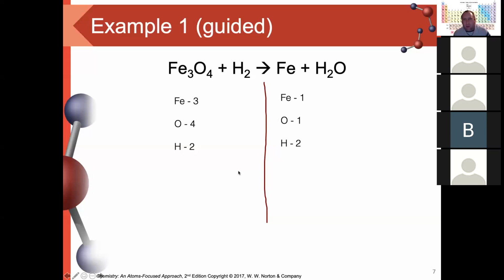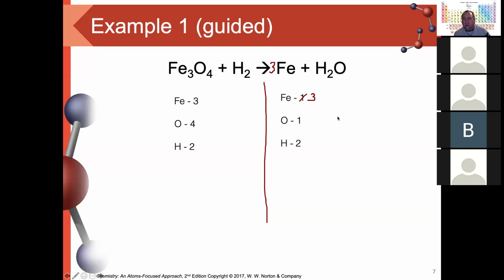Now, if I'm following this through and using the methodology that I just laid out, my first instinct is going to be to get rid of the imbalance in the irons. And to do so, I would need 3 of these irons here. And that would turn this 1 into a 3.